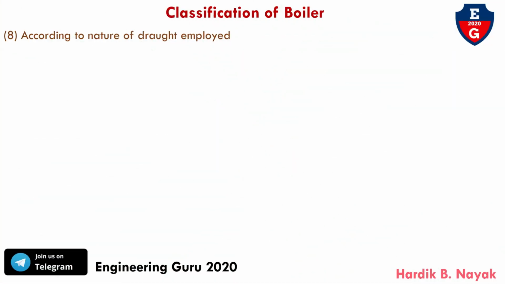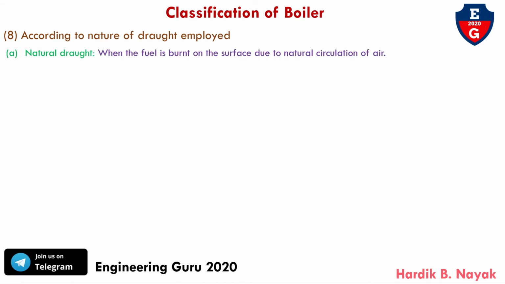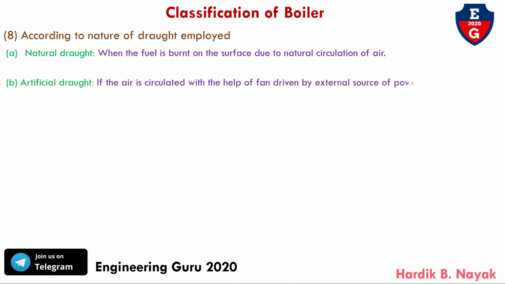And the final type, according to the nature of draught employed. So first, natural draught, when the fuel is burned on the surface due to the natural circulation of air, the draught is called natural or chimney draught. Part B, that is artificial draught, if the air is circulated with the help of a fan driven by an external source of power, the draught used is called artificial draught. Means in natural draught there is natural circulation of air, but in artificial we provide an external source of power.